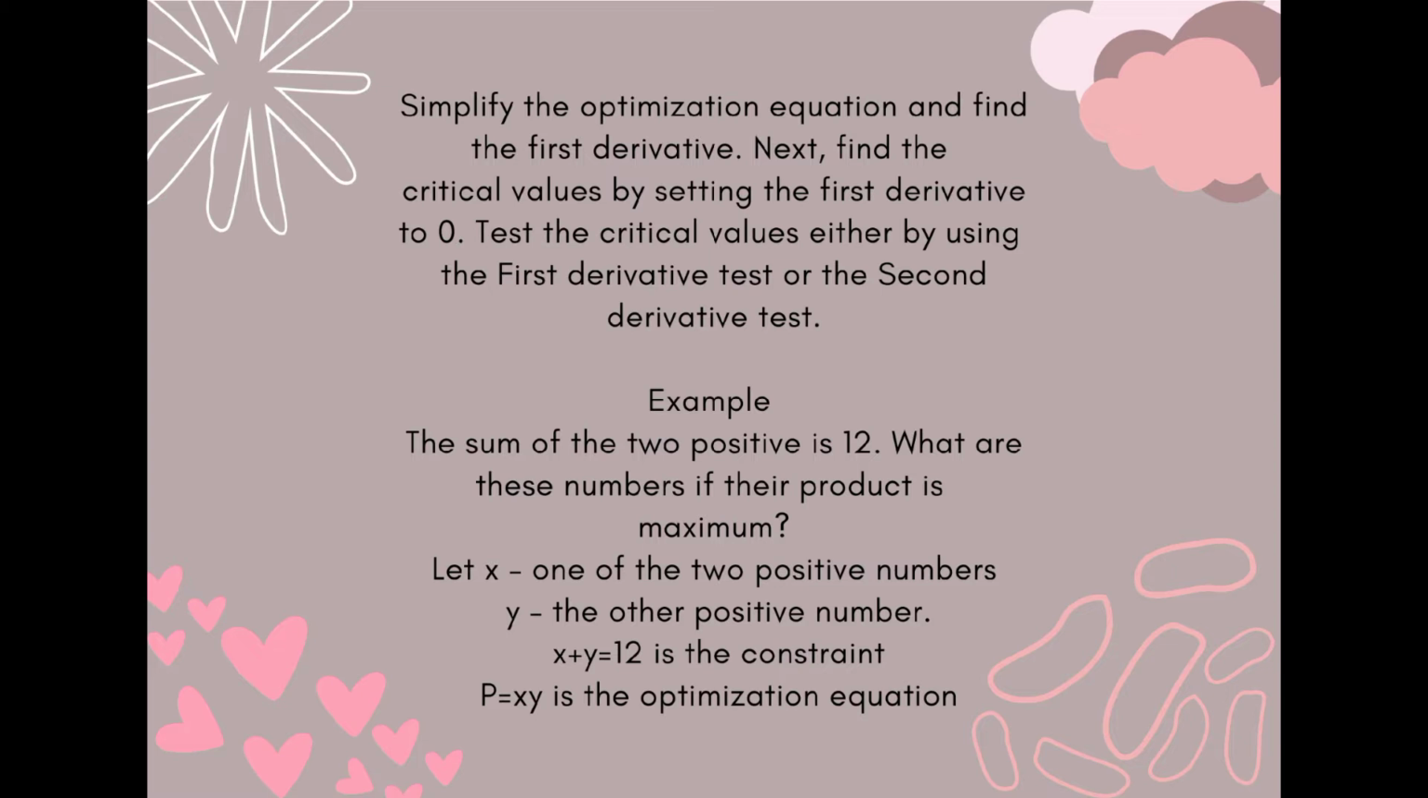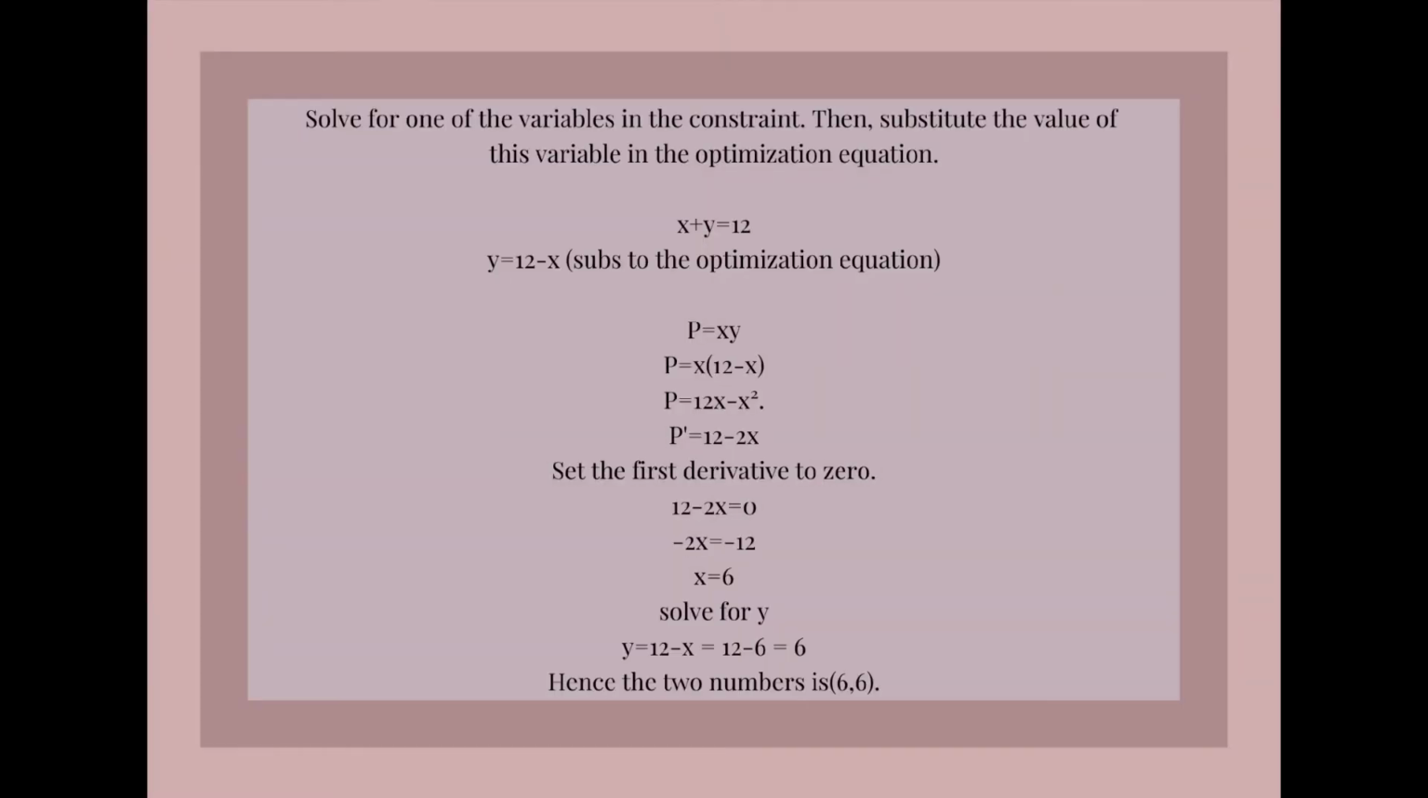Example: the sum of two positive numbers is 12. What are these numbers if their product is maximum? Let x be one of the two positive numbers, y the other positive number. x plus y equals 12 is the constraint. P equals xy is the optimization equation. Solve for one of the variables in the constraint. Then substitute the value of this variable in the optimization equation.